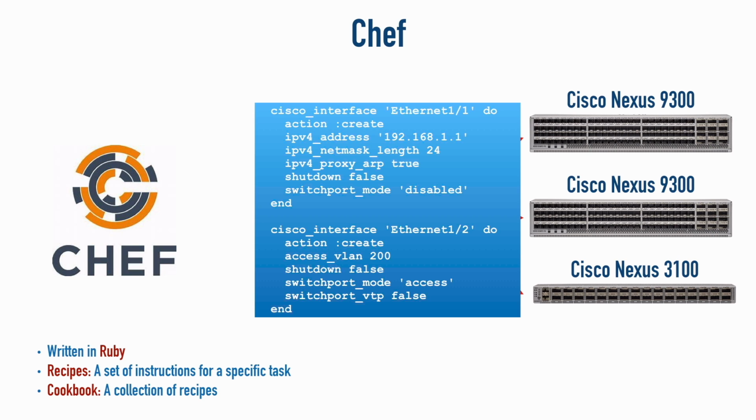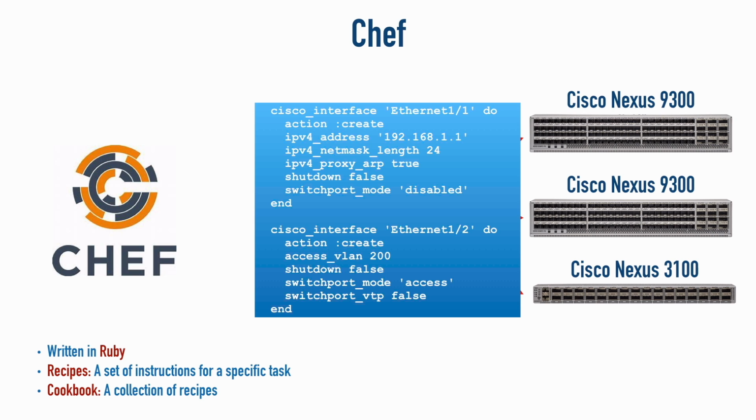In the top example, we're going into Ethernet 1/1, and it looks like we have an IP address of 192.168.1.1 with a /24 subnet mask. We're bringing it up administratively because shutdown is set to false. Switch port mode is disabled, meaning this is a routed port. And then we've got Ethernet 1/2. We're bringing it up administratively. Its switch port mode is access. So this is not a routed port. This is an actual switch port, and we're assigning it to VLAN 200.